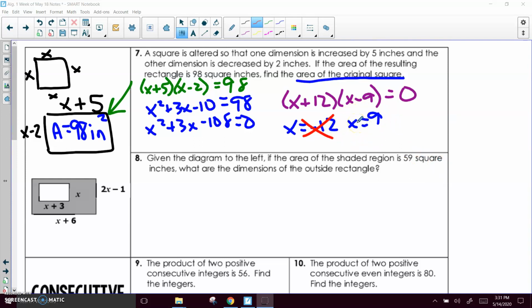Now, that doesn't answer the question. Let's go back to the question. Find the area of the original square. So if the value of x is 9, that means in my original square, the length of each side is 9. To find the area of it, I'm going to take 9 times 9, or 9 squared, and I get 81, and my label is inches squared.